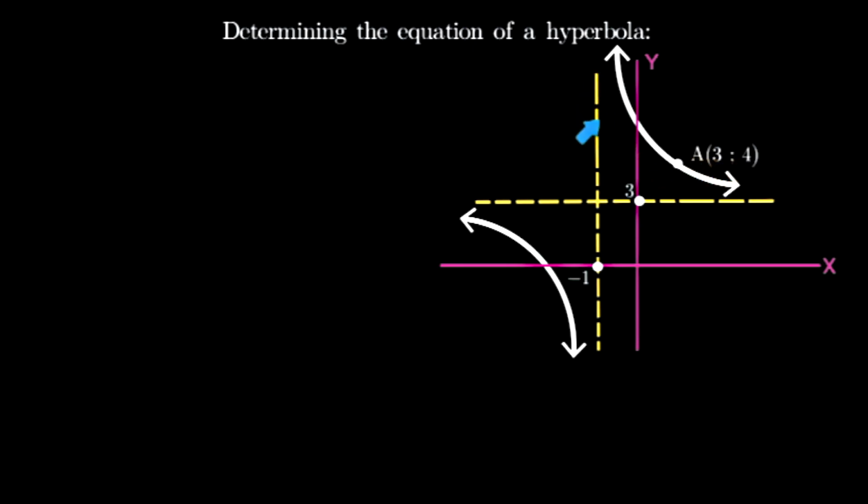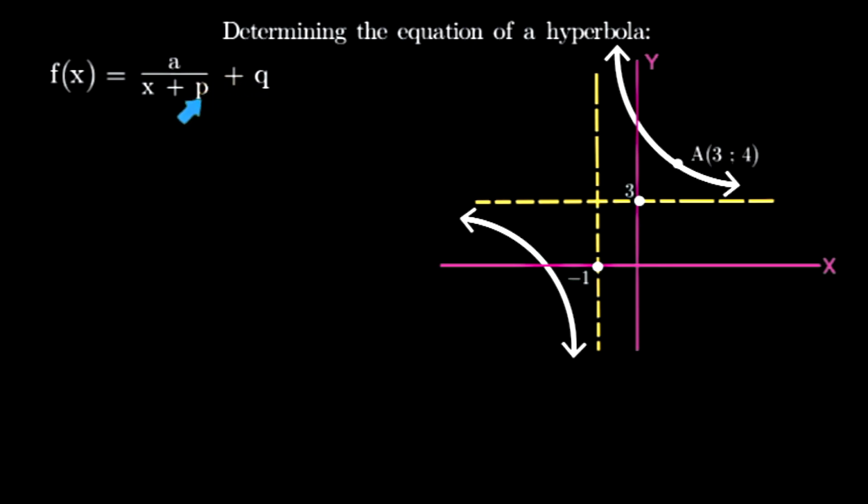We're also given the vertical asymptote that goes through the x-axis at -1, as well as the horizontal asymptote that goes through the y-axis at 3. So how will we determine the equation of a hyperbola? Well, we start with the general form. So we write down f(x) is equal to a over x plus p, plus q. And now from the information, we can fill in the values for p and q.